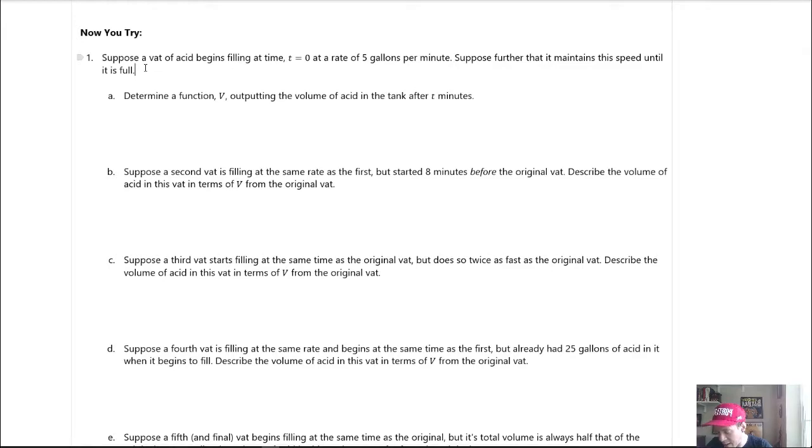All right, so we have a vat of acid. It's empty, we're assuming, at the beginning. And then we start a timer as we start to fill it, and we're filling it up with acid at a rate of 5 gallons per minute, and we keep this speed until it's full. We're not talking about how big the vat is or anything like that. We're just saying that the volume, capital V of t, is going to be 5 times t, where the input is time in minutes.